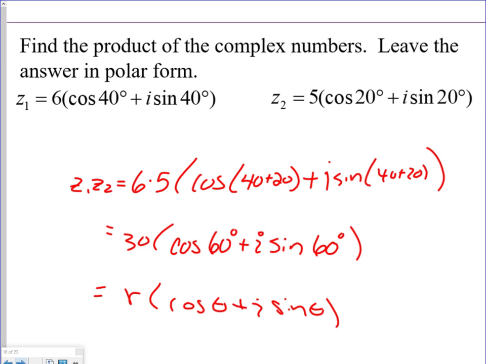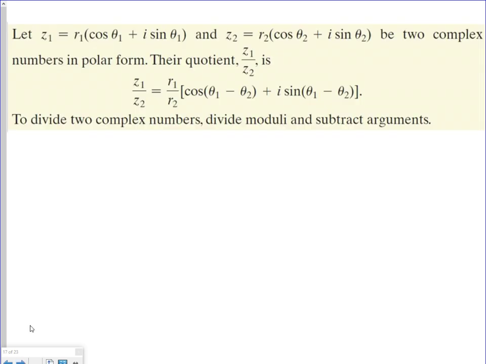Just like you can multiply them, you can also divide them. So there's your formula. Notice that it is the quotient of the moduli, and then instead of adding, it's going to be the difference of the arguments. That should make sense, right? Usually multiplication is some form of addition, and division is some form of subtraction. Multiplication is just glorified addition. Division is just glorified subtraction.